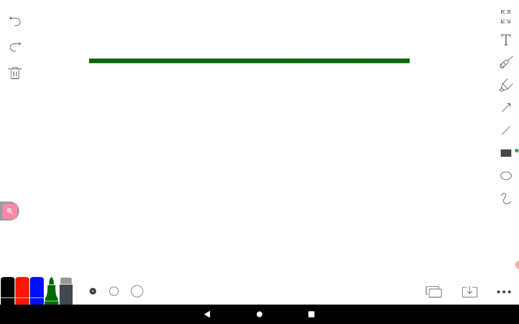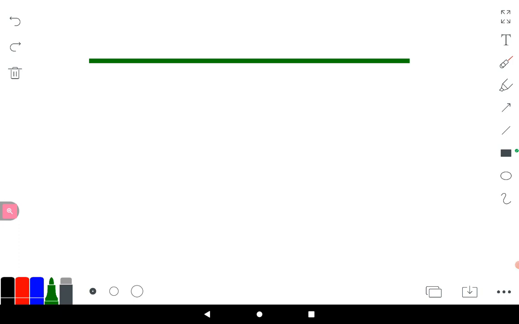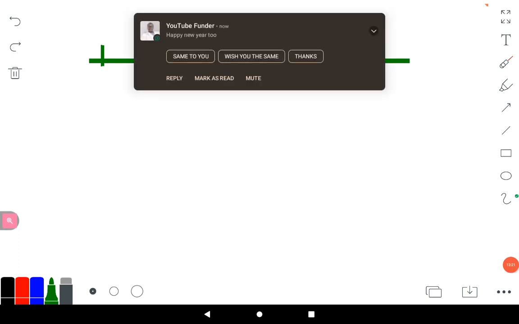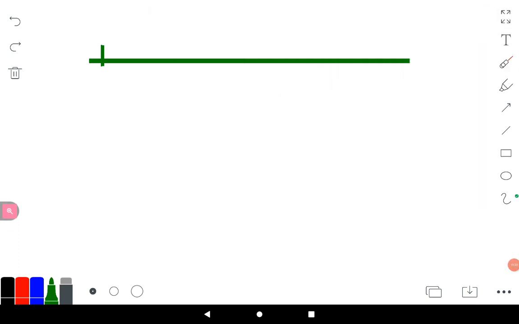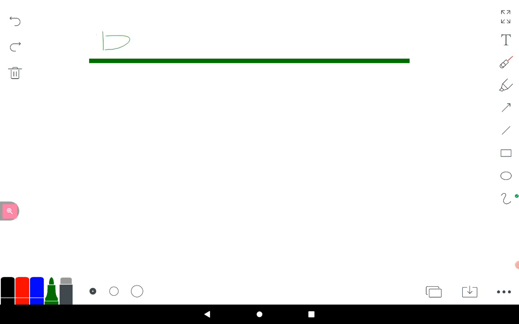This is the zone. Now let me say you want to day trade, like you want to trade on the daily time frame. You're going to mark this zone on the daily time frame.